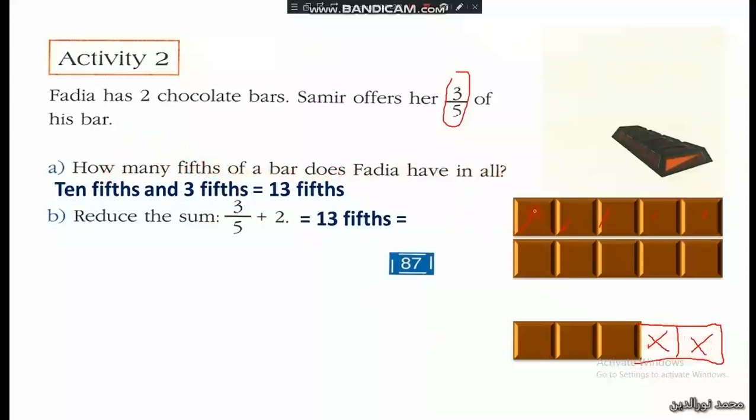How many does she have here? She has 1 2 3 4 5 6 7 8 9 10 11 12 and 13. So originally she has 5 fifths and 5 fifths, which makes 10 fifths, and her friend Samir gave her 3 fifths and they are 13 fifths. So 13 over 5. This 3 over 5 is from whom? From Samir. And what did she have originally? She had 2 whole bars, 2 units. Okay, so she had 2.